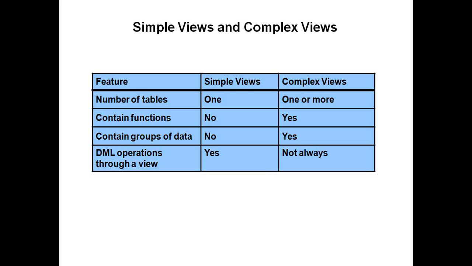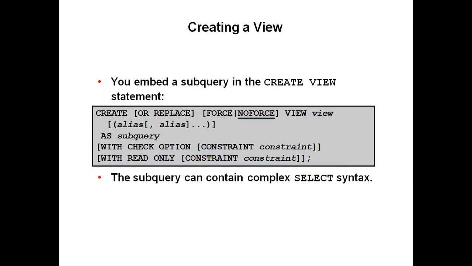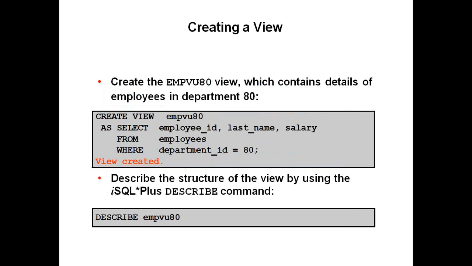DML operations through a view are possible with simple views, but not always possible with a complex view. This is how you create a view: you write create view, the view name, then as select, the columns, the table name and the where condition. This is the very simple syntax you would follow. As I said, the view will also act like a table, and just like how you describe a table, you can describe a view also.